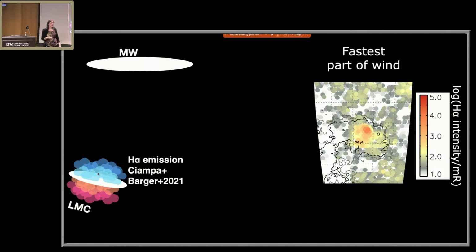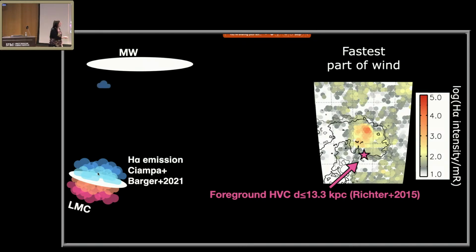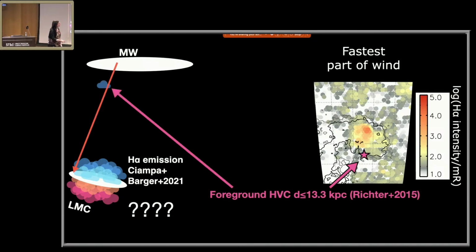However, that's not the complete story. The reason why is because right here in this particular direction, there happens to be a star right towards the edge of the LMC's disk. Remember, this is H1 contours.